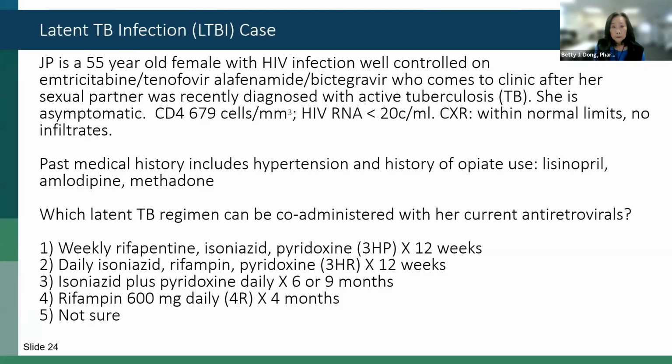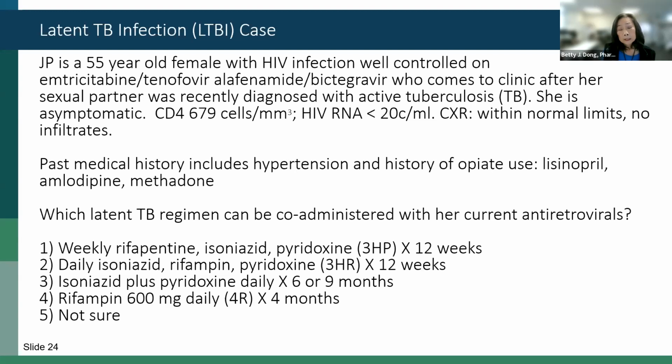Okay, so let's go to our first case. JP is a 55-year-old female with HIV infection who's well controlled on emtricitabine, tenofovir alafenamide, and bictegravir, who comes to clinic after her sexual partner was recently diagnosed with active tuberculosis. She is asymptomatic. She has a good CD4 of 679, and she's virologically suppressed, chest X-ray within normal limits, no infiltrates. Her past medical history includes hypertension and history of opiate use. She's currently taking lisinopril, amlodipine, and methadone.